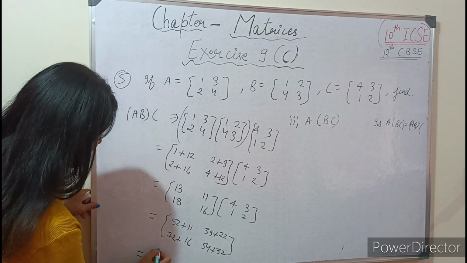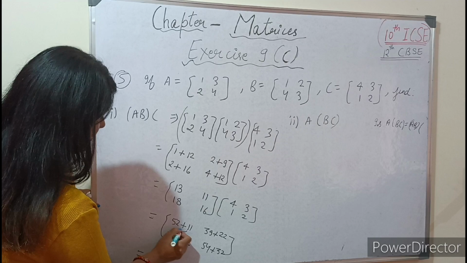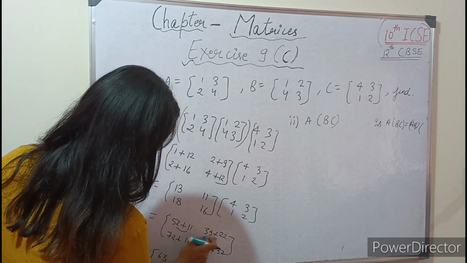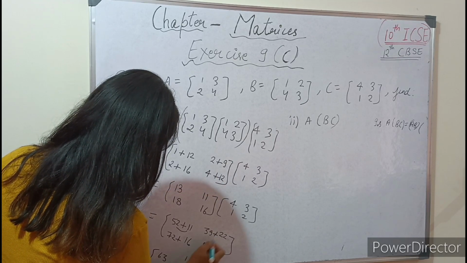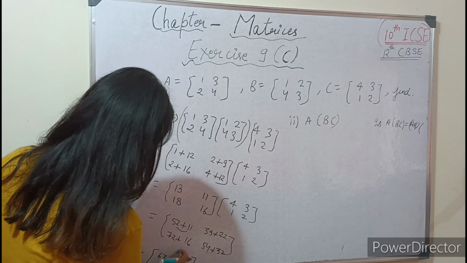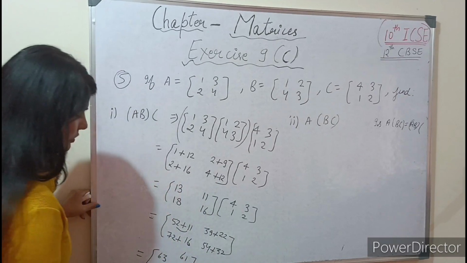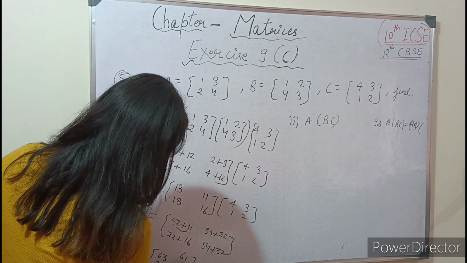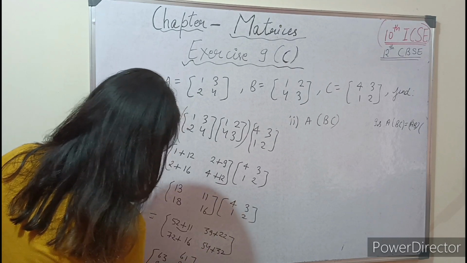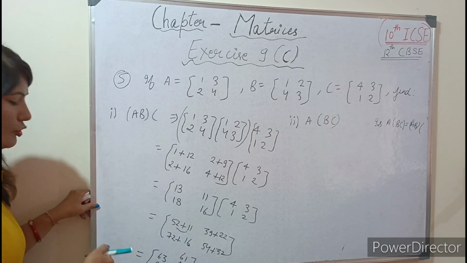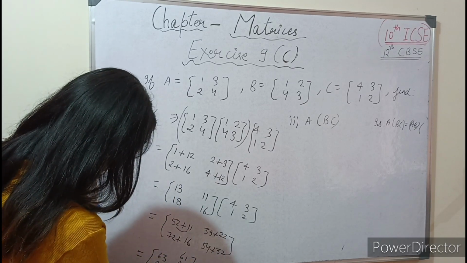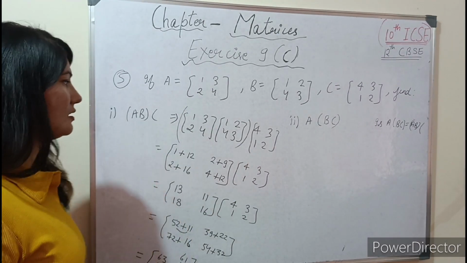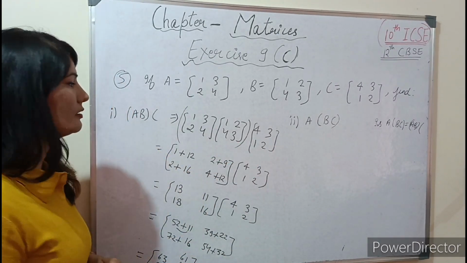So finally your answer is 52 plus 11, this is 63. Same way 39 plus 22, this is 61. Same way here you have to add both the numbers. So this is 88 and here this is 86. So from the first part, we got the answer 63, 61, 88 and 86. Right. Now moving to second part, let's see whether in second part the answer is same or not.